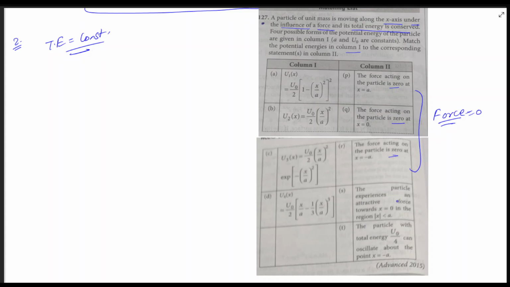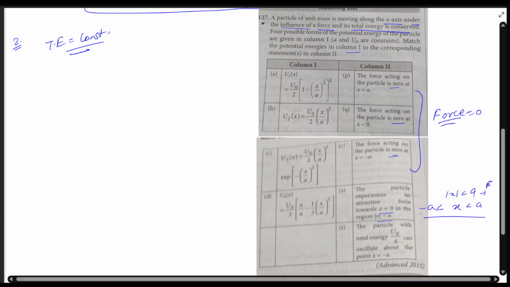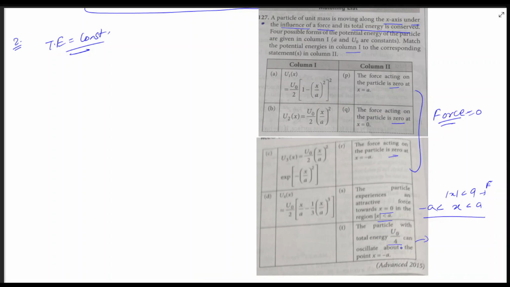In the second, the particle experiences an attractive force towards x equal to 0 in the region minus a to a. So it's mod x less than a, so x is less than a and greater than minus a, right? Okay. So again, it is talking about the direction of force itself. And in this, we have to consider the particle with total energy U naught by 4, which can oscillate about the point x equal to minus a. So we are talking about something like equilibrium here.